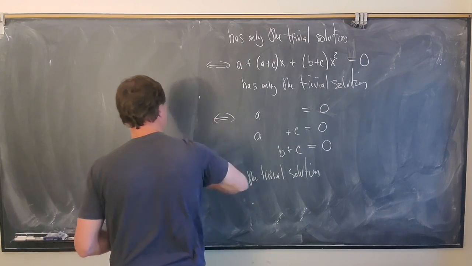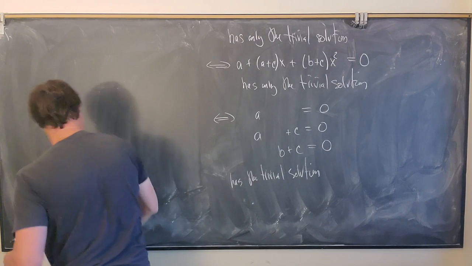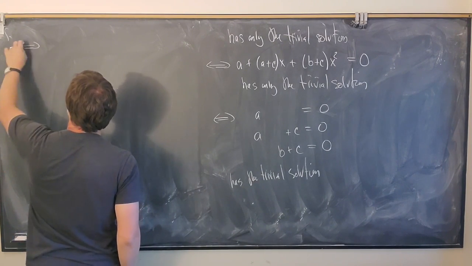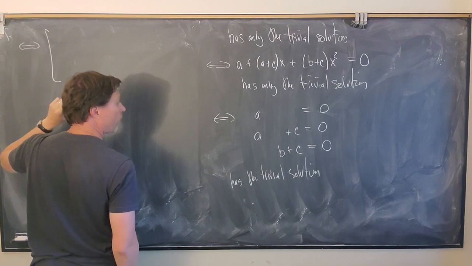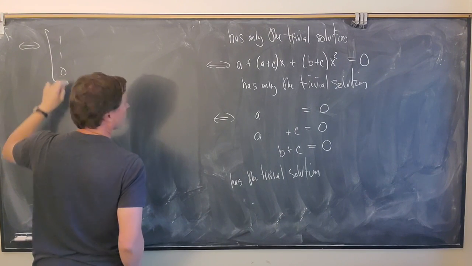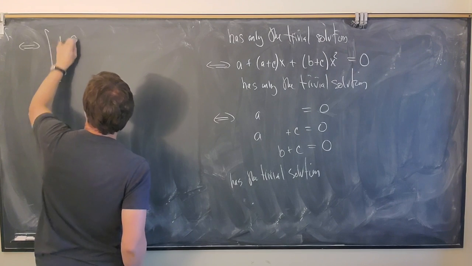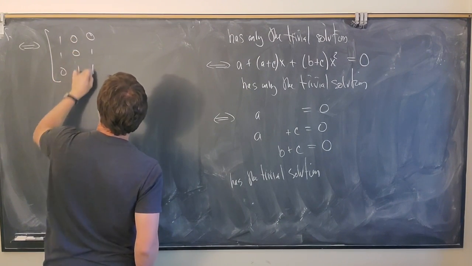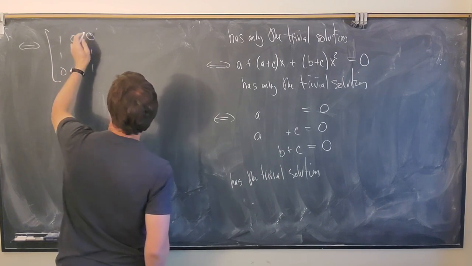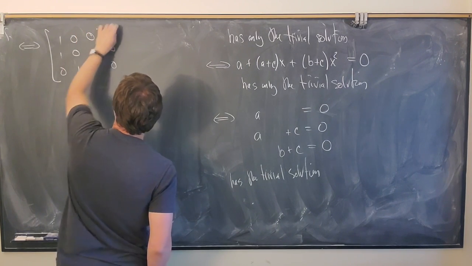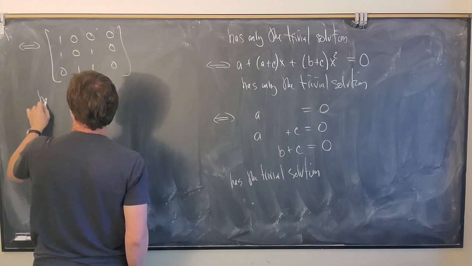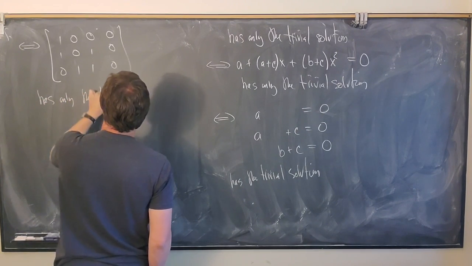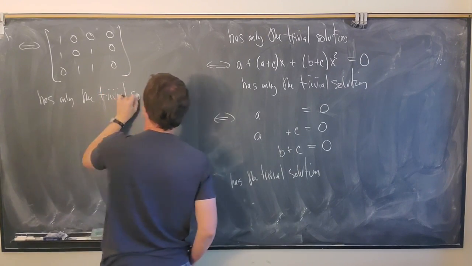And now, if I set up the corresponding augmented matrix, so if and only if 1, 1, 0, 0, 0, 1, 0, 1, 1, and then I have 0, 0, 0, has only the trivial solution.